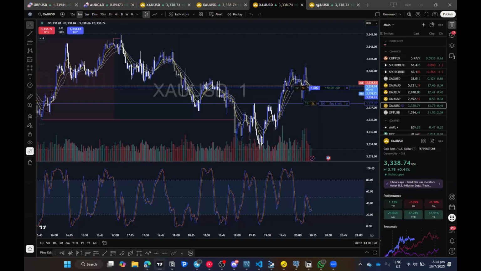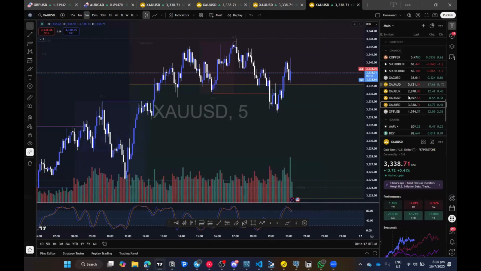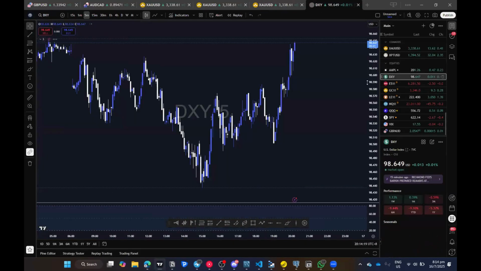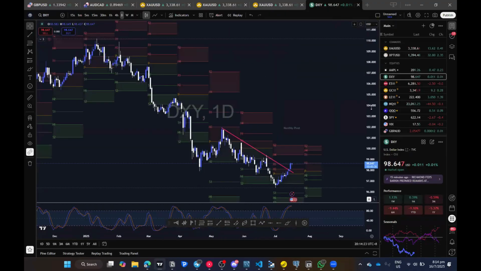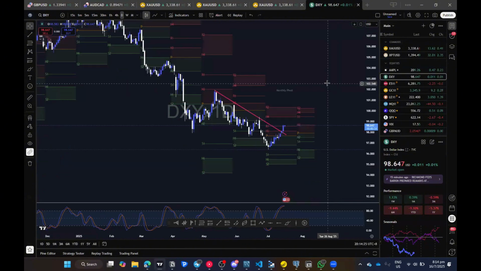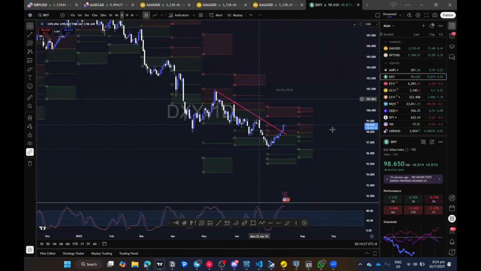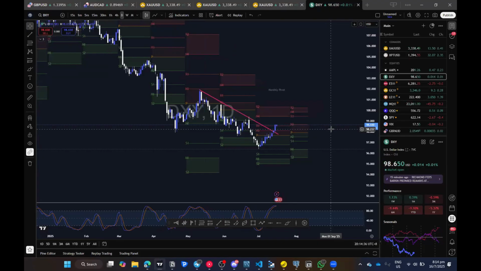All right, meanwhile, let's look at some of these key things. I think the first one that we're going to look at is the DXY, the dollar index. And as always, we're going to do a quick analysis on this particular instrument, which measures the strength of the US dollar against a basket of currencies, with 60% of it made up by the euro.